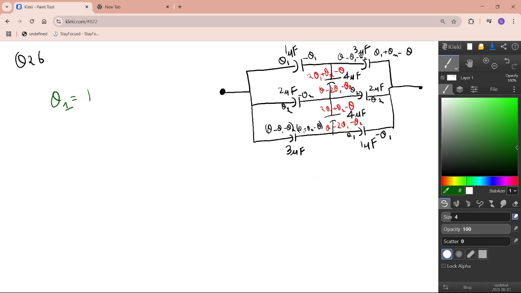Q1 is equal to C. I'll not be writing microfarads, it's just 1. Of course in the answer we'll assume it's micro somewhere. So Q1 is equal to C. I've not assumed the potentials. So the potential, not green, yeah. Let me take dark blue.